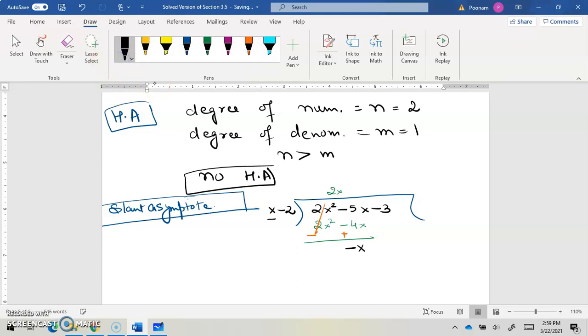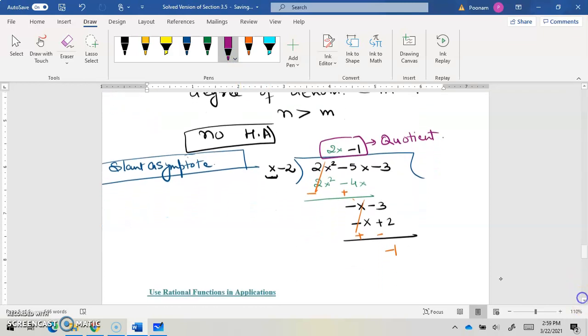Negative x minus 3. What should we multiply x with to get negative x? That will be negative 1. So negative x plus 2. Subtract means changing signs. We have negative 5. So that is your remainder. But what is the quotient? The most important thing in this case is the quotient.